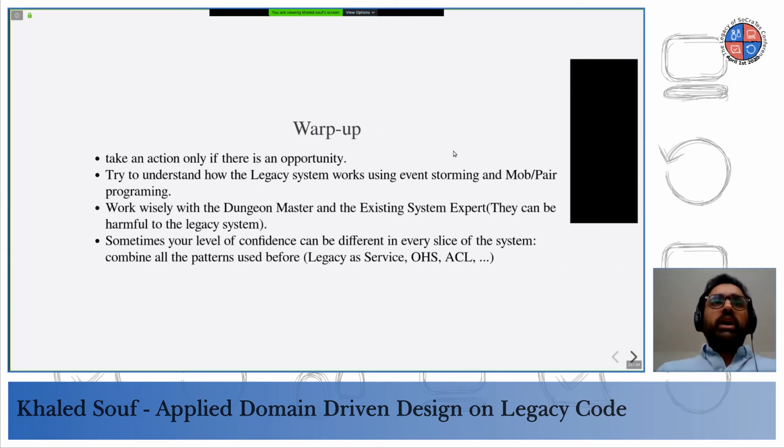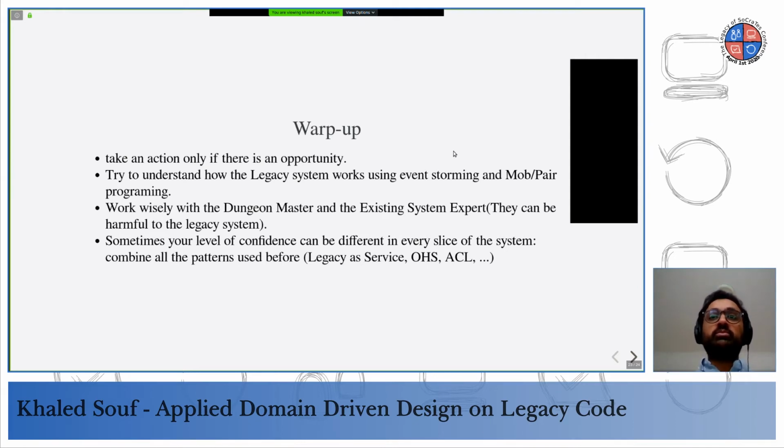So what I think you should take away from what I've been talking about is to always take an action only if there is an opportunity. If there is value in bug fixing, refactoring, extracting the feature into a new bubble context, or maybe moving the code of a feature outside of the legacy system, do it only when it is needed.